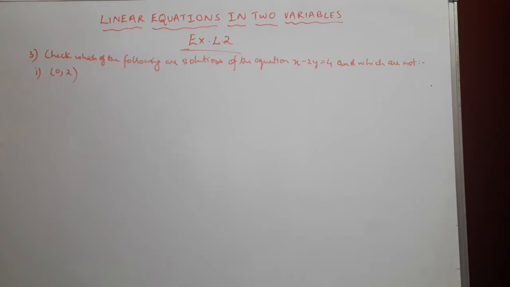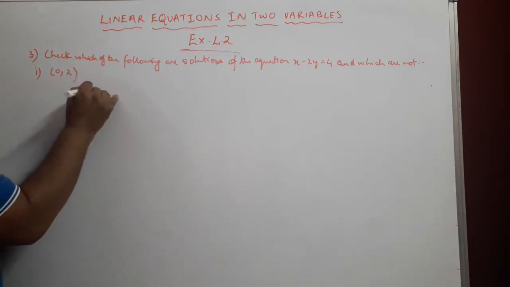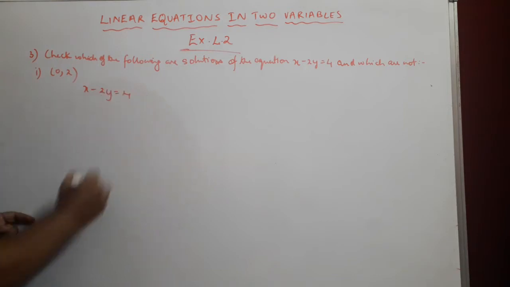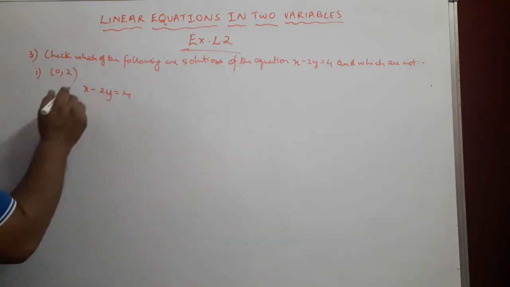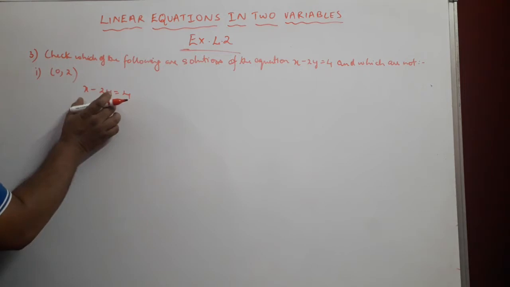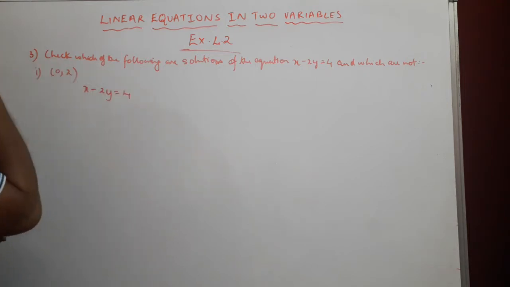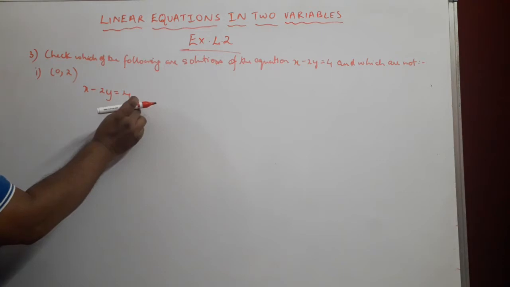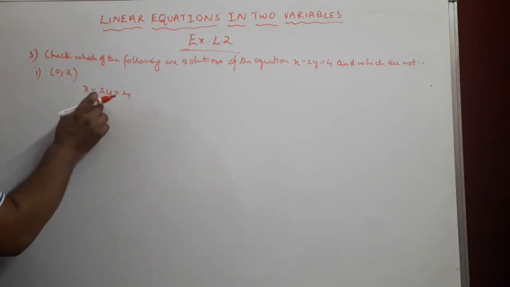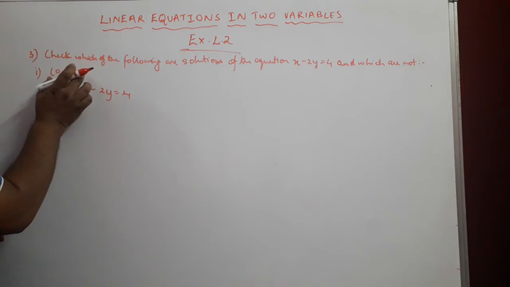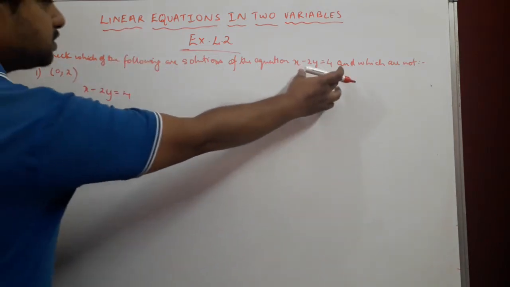So we'll begin with the first one, and the coordinates given are 0, 2. We need to check whether 0, 2 is actually a solution of the equation x minus 2y equal to 4 or not. So the equation is x minus 2y equal to 4. Now we have to prove left hand side is equal to right hand side. Left hand side is x minus 2y and right hand side is 4. When the left hand side comes equal to the right hand side, then we can say this particular coordinate is a solution of this linear equation.